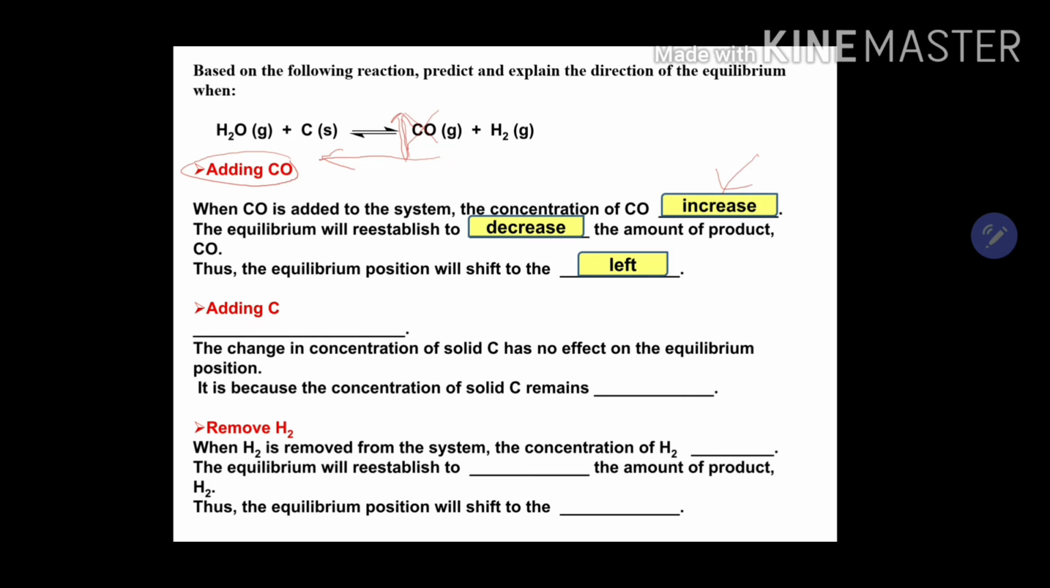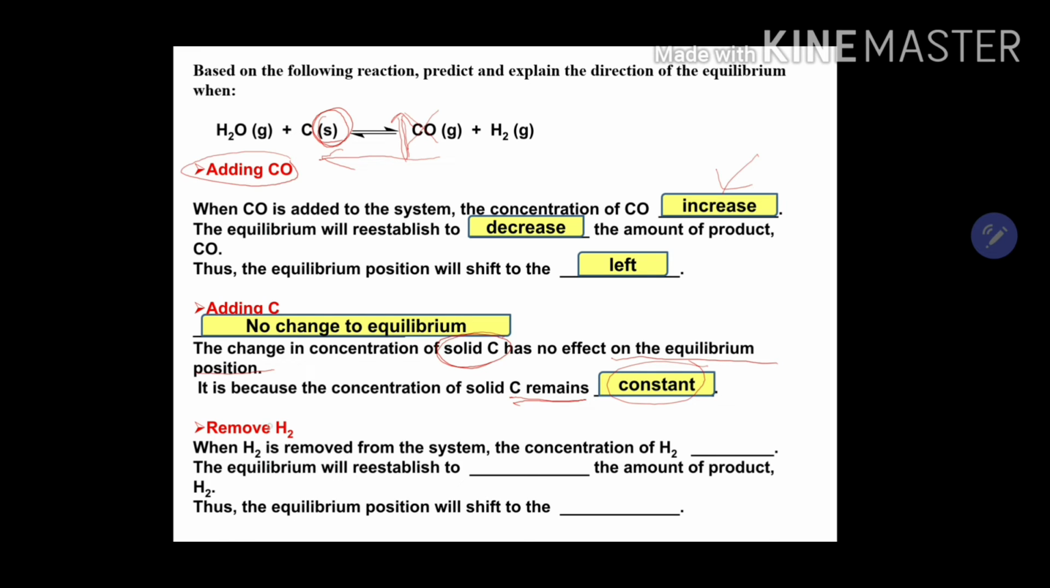Okay, now the second example is when we add carbon. So what will happen to the equilibrium position? So no change to equilibrium. Okay, why no change to equilibrium? Because the change in concentration of solid carbon. Now look at the phase. Carbon is in solid phase. It will have no effect on the equilibrium position. Why? Because the concentration of solid C remains constant.